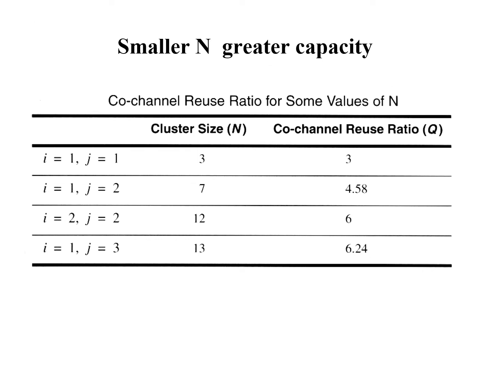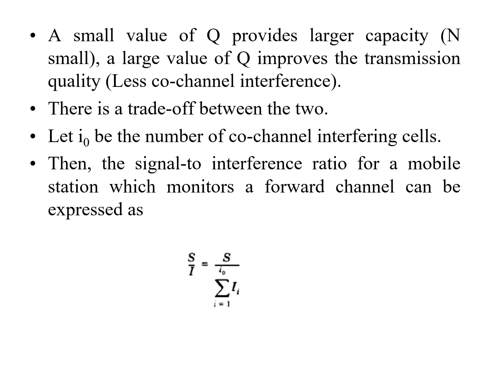Smaller N, greater is the capacity. Co-channel reuse ratios Q are given for some values of N. A small value of Q provides a larger capacity and a large value of Q improves the transmission quality. There is a trade-off between the two. Let I0 be the number of co-channel interfering cells. Then the signal to interference ratio for a mobile station which monitors a forward channel can be given by S by I equals S divided by the summation of Ii for i equal to 1 to I0.